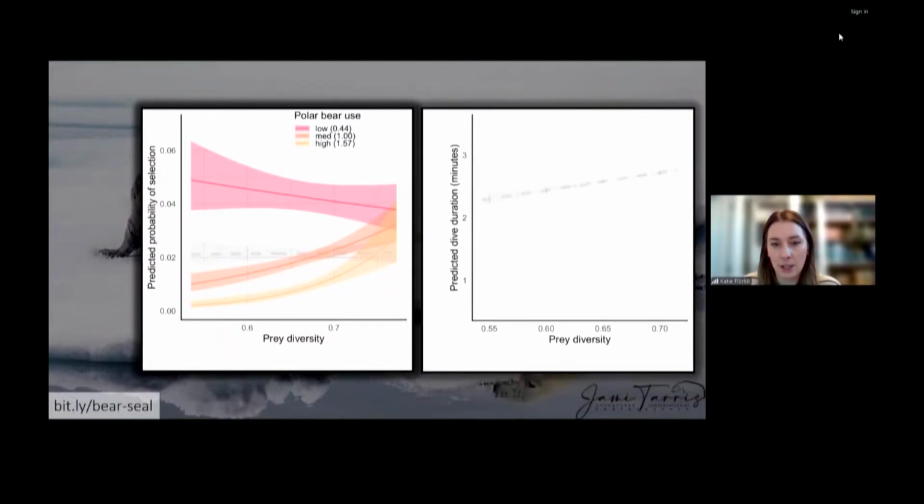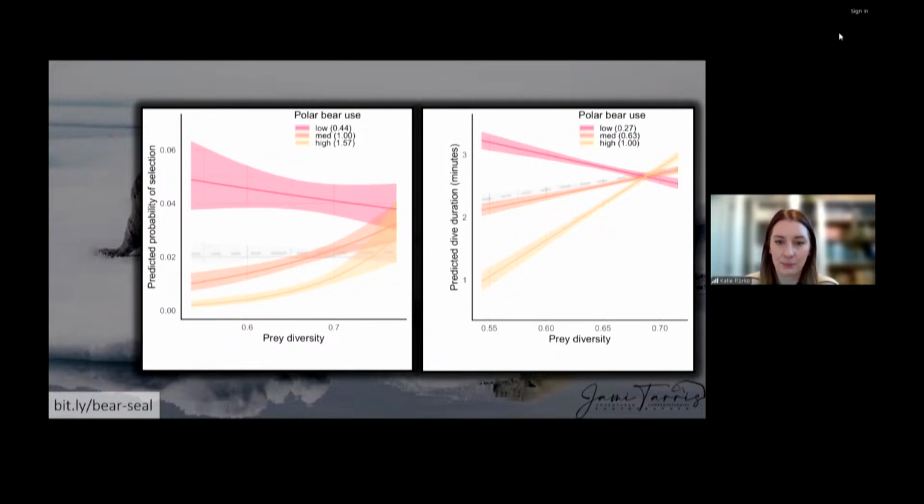Similarly, dive duration followed kind of the same pattern. Not much of a relationship between prey diversity and dive duration, but when we considered polar bear risk, seals dove longer in low-risk areas unless prey diversity was high.